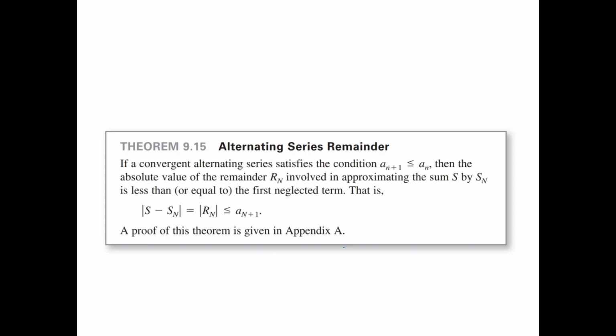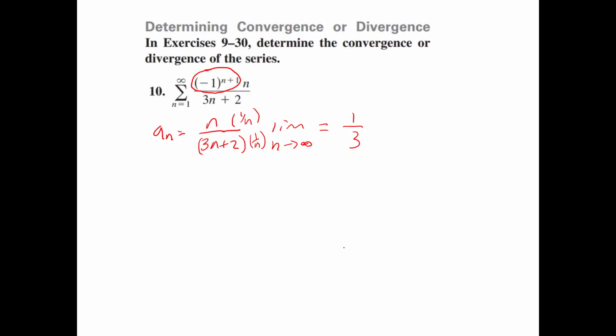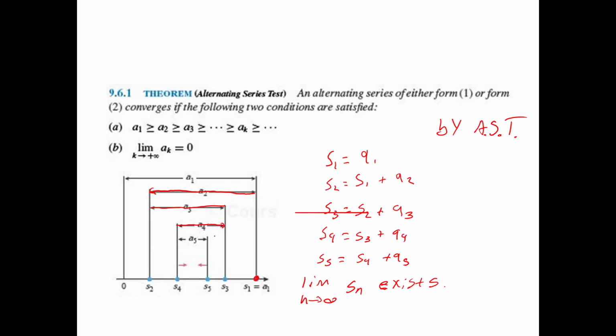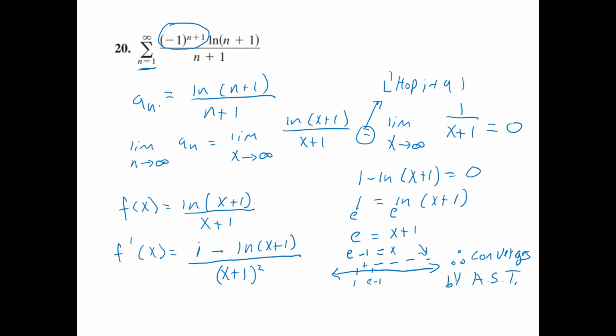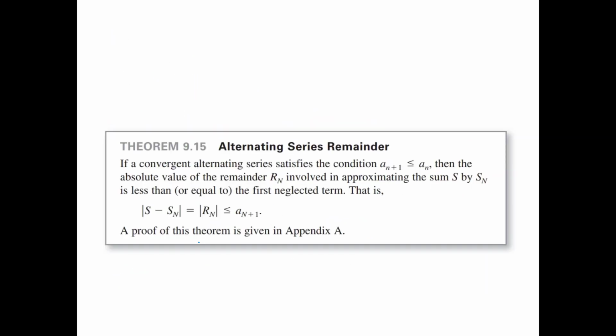So all this theorem is saying is that, let's go back to the picture. Since you're bouncing back and forth to the left of the limit, to the right of the limit, to the left of the limit, to the right of the limit, your error between your actual sum and your S_n is always going to be less than whatever that first term is that you neglected. That's all that's saying, right? And so that's what this theorem is saying.